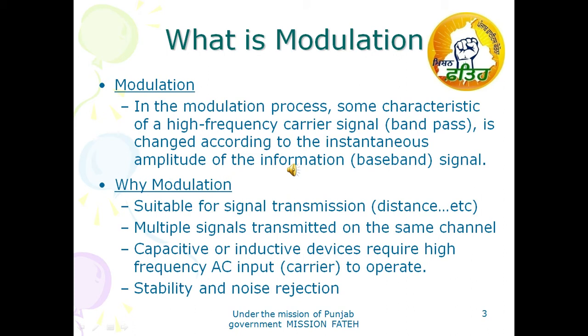One of the most important points is that the height of the antenna decreases when the frequency is increased, because the height of the antenna depends upon the wavelength of the signal. If frequency increases, the wavelength of the signal decreases, so the length of the antenna also decreases.